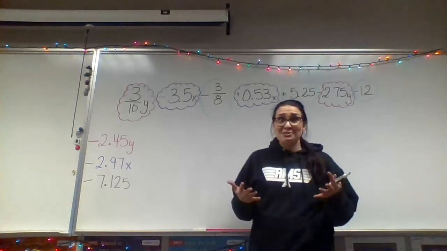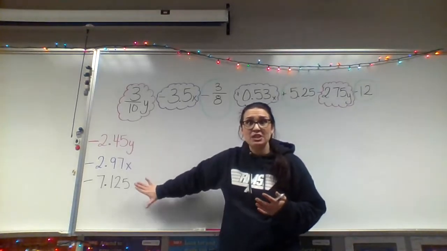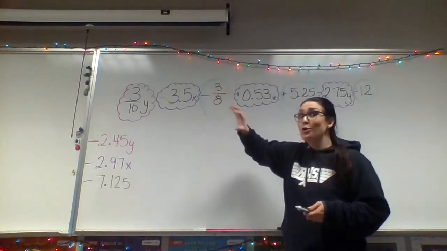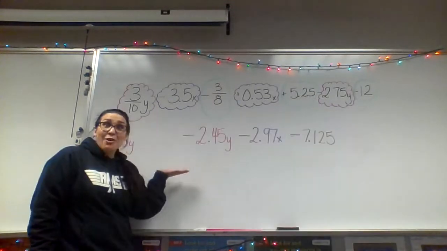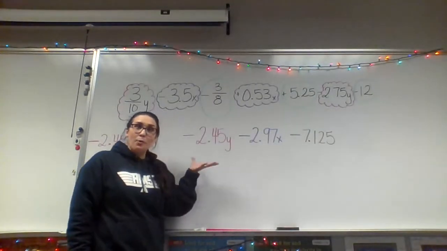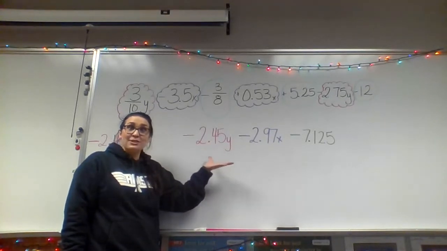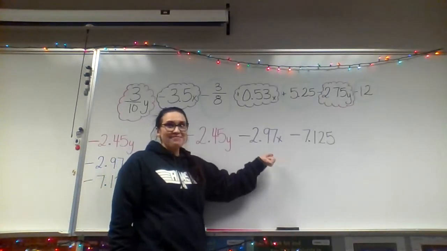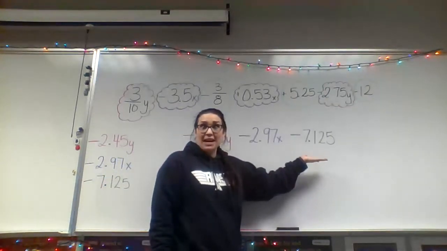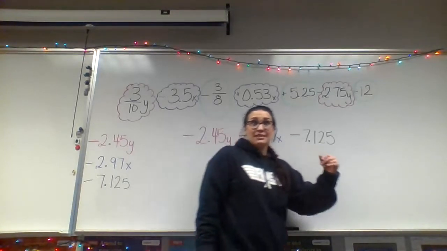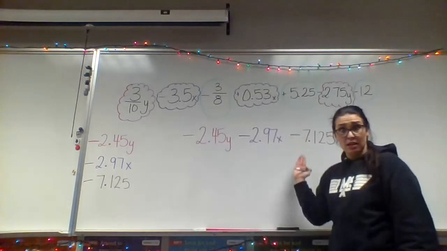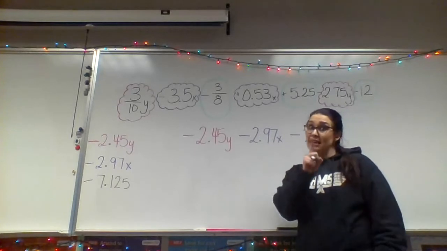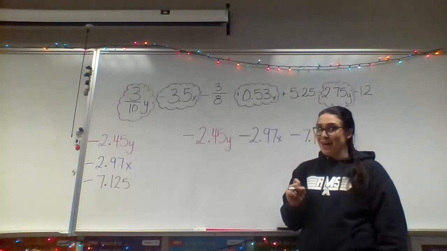So now what we need to do, my friends, is we need to write this information as an expression so that we can show that this expression will be equivalent to this expression. So our final expression could look something like this, where we have that negative 2 and 45 hundredths y minus 2 and 97 hundredths x minus 7 and 125 thousandths. Now remember, my friends, this big long expression, this expression, they're equal. They're the same, right? They have the same value. Yes, they have a different look, but remember, the value has stayed the same.